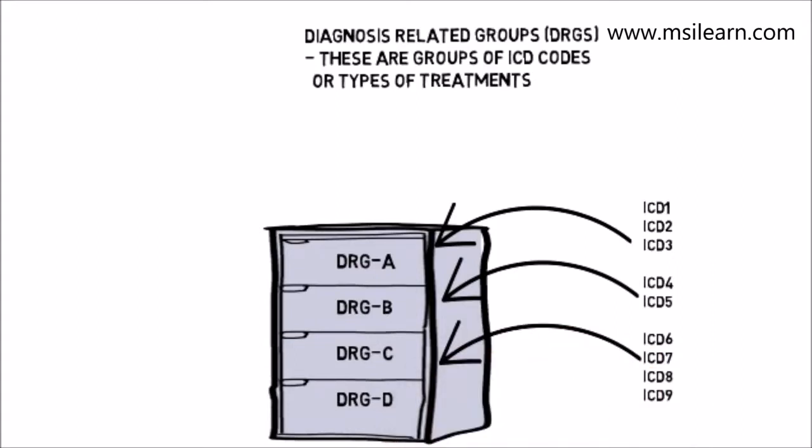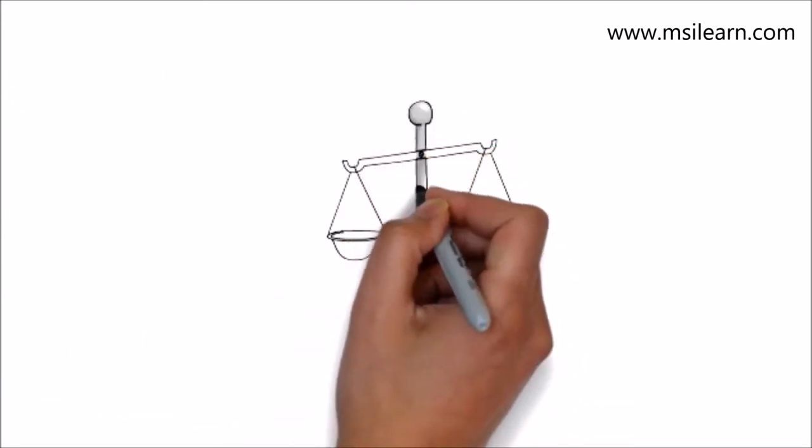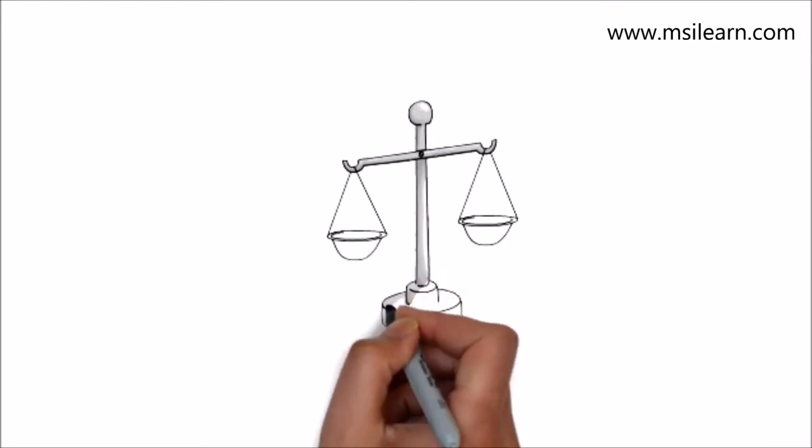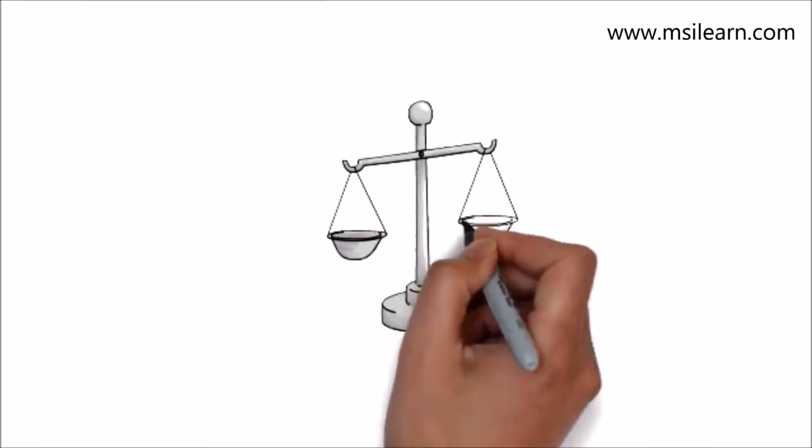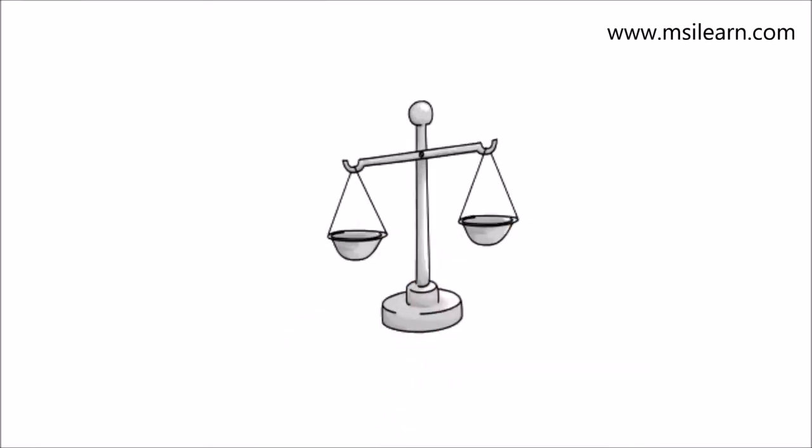Now, what is the basis for this grouping? On what basis are we trying to group these ICD codes into respective DRGs? Well, these groups are formed based on the types of services and types of products that hospitals provide to their patients. And each DRG has a certain weight associated with it. So there are some DRGs with higher weight. There are other DRGs with lower weight. And by weight, what we mean is every DRG has a base dollar amount associated with it.